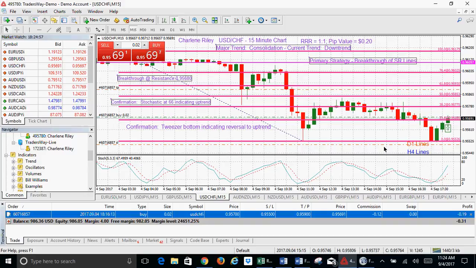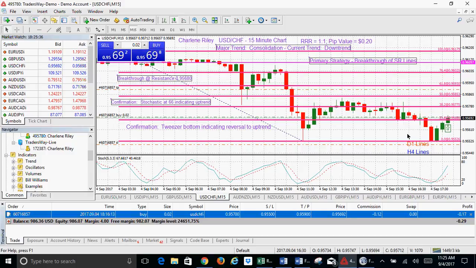And using my 1-to-1 risk ratio, I set my stop loss at 20 pips below my entry price, and I wanted it to be below this line of support, 95526, since this was a strong line of support. And then, because I'm on 1-to-1, I set my take profit at 20 pips above my entry price.